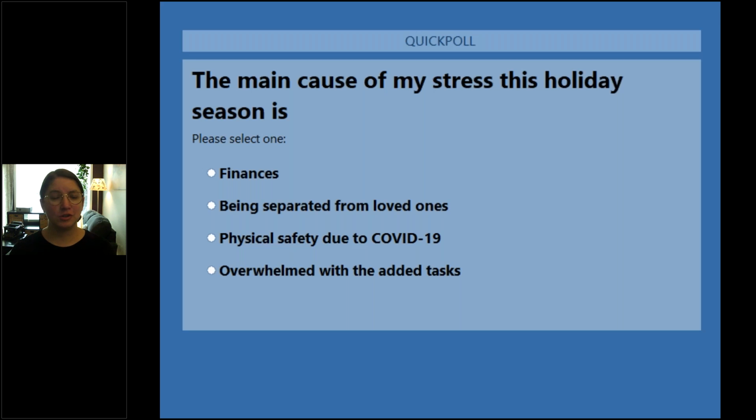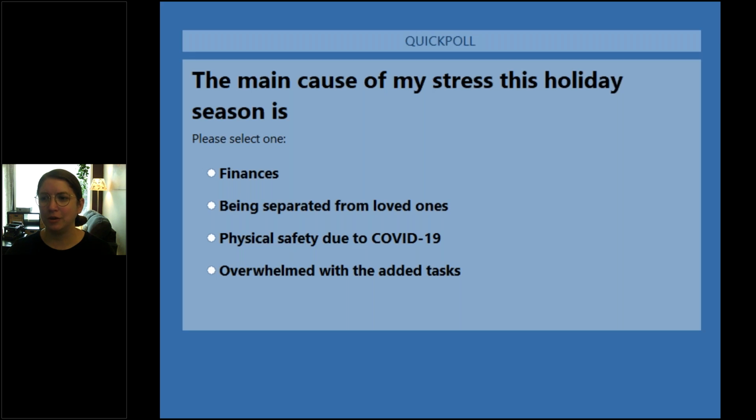I realize these are just some examples. You may have something else that's not on this list, but we're getting pretty interesting results so far. I'll give it about 10 more seconds and then show the results, because I think sometimes it's just trying to take a second and ask, what is stressing me out right now? I probably could have put all of the above. So if that's how you feel, that's understandable.